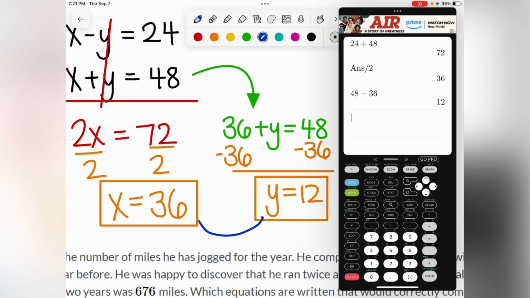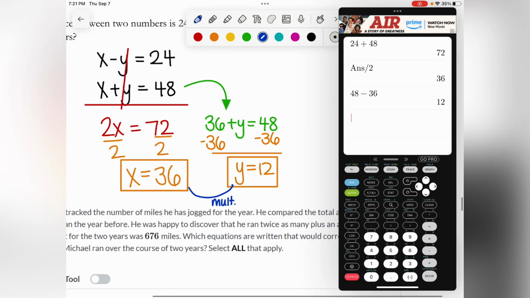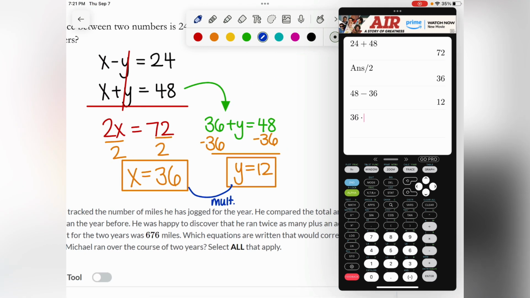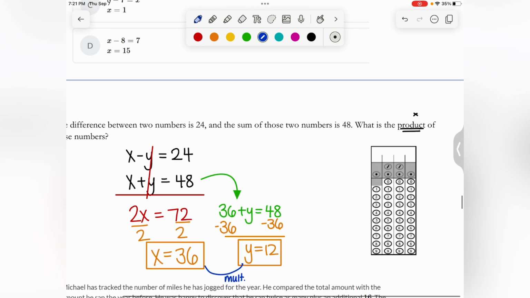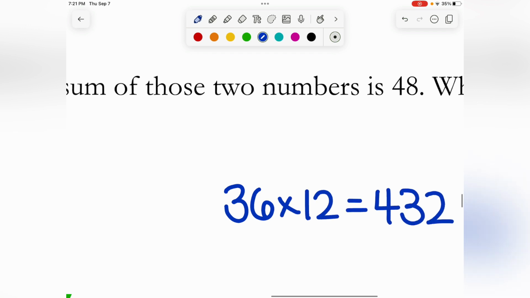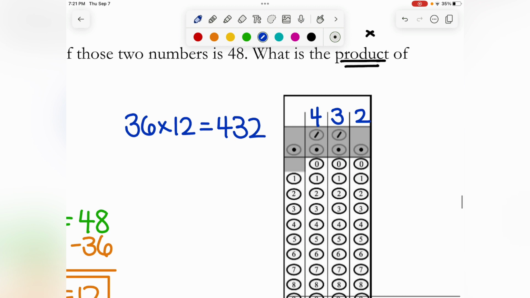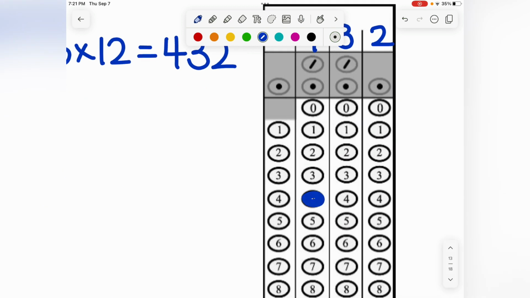So I'm going to multiply these two. Okay, so 36 times 12, you can see I'm putting it in my calculator, is 432. Okay, I write the answers to a problem like this on the SAT by writing the numbers in the box and then bubbling the corresponding numbers.